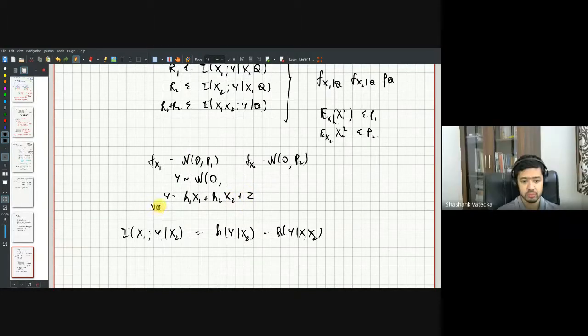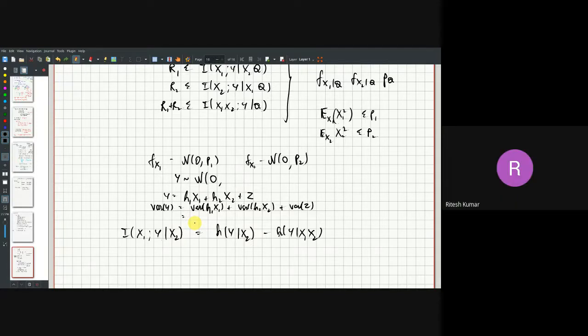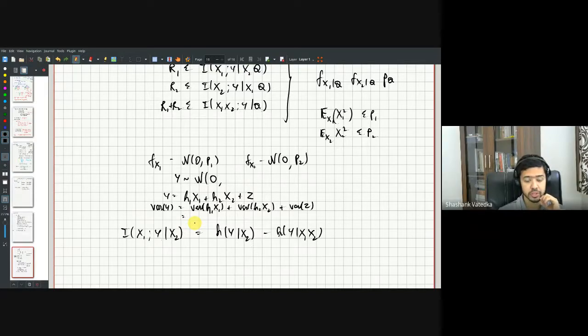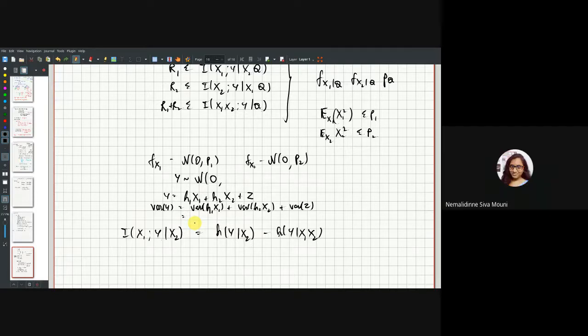Yes, sir. So the variance of y will be equal to the variance of h1 x1 plus the variance of h2 x2 plus the variance of z. But what is the variance of h1 x1 equal to? P1, and the H1 will come outside. So is the variance of h1 x1 equal to h1 times the variance of x1? H1 square. Yes, H1 is squared.